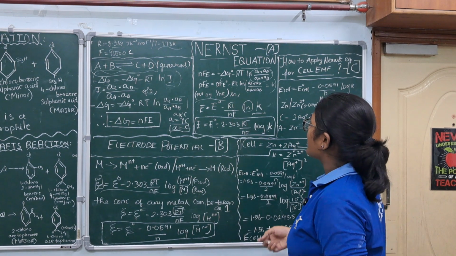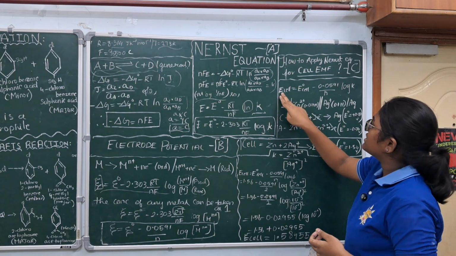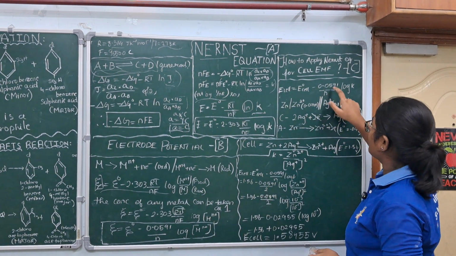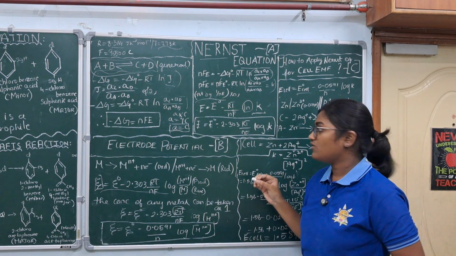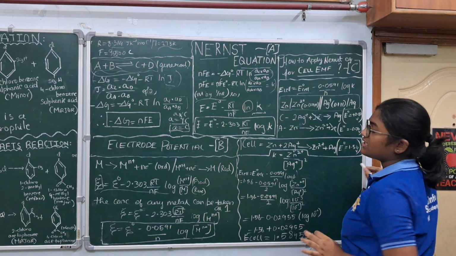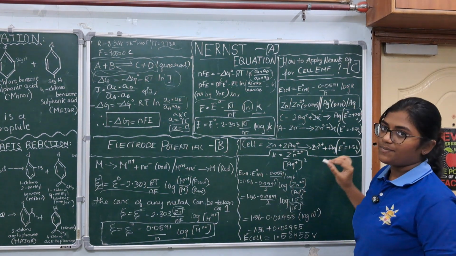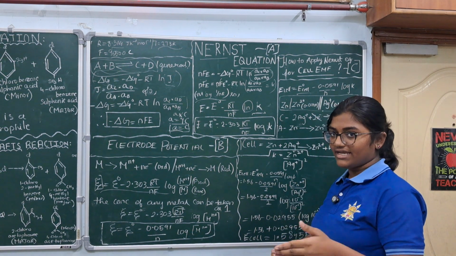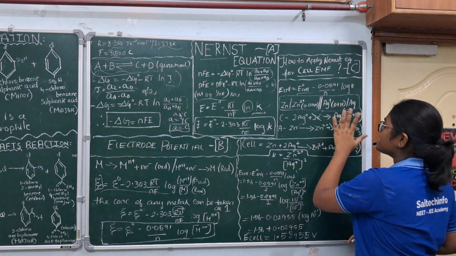Now we can see how to apply the Nernst equation for cell EMF. E cell is equal to E naught cell minus 0.0591 by n log K. We know how to calculate E naught cell, that is cathode minus anode. Now we take the galvanic cell representation. The double vertical line represents the salt bridge, and the single vertical line represents the separation between the electrode and the electrolyte. Zn and Zn2 plus, Ag plus and Ag.